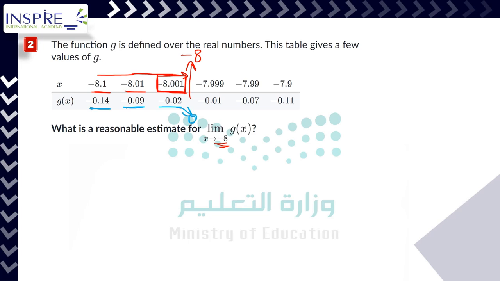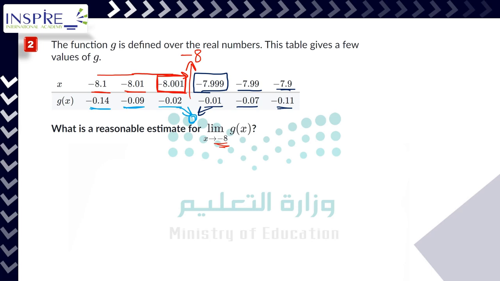We will do the same from the right side. We will check the function from the right side. The first number is -7.9. It's close to -8. Now -7.99, getting closer. And this is the closest number to -8 from the right side. What about the value of the function? Here is -0.11. It's very close to 0. Now -0.07. Very close to 0. And now -0.01. It's the closest number to 0. So the value is approaching 0 from the right side and from the left side.